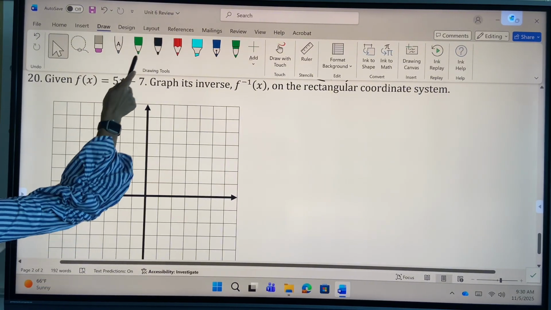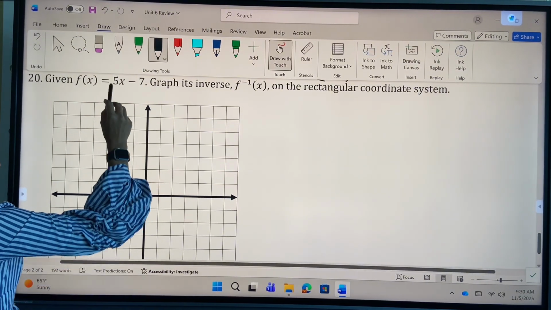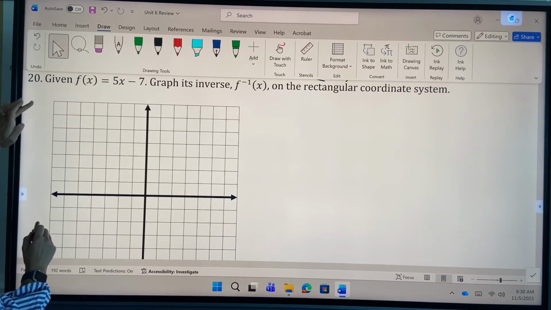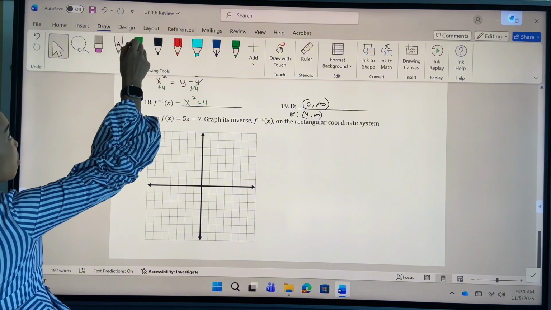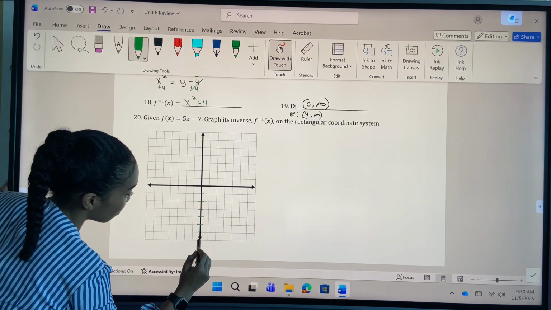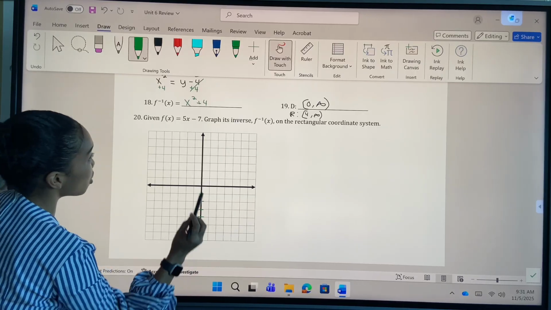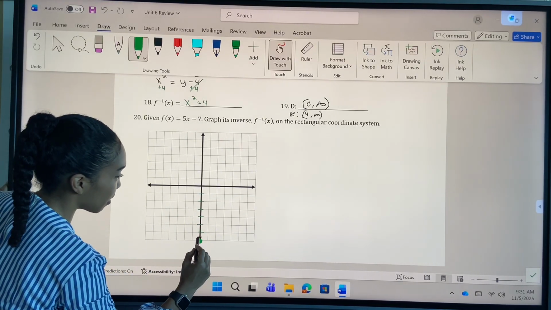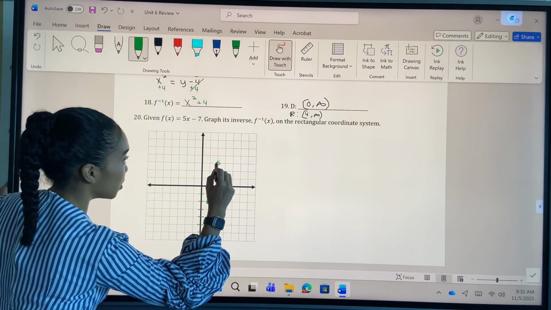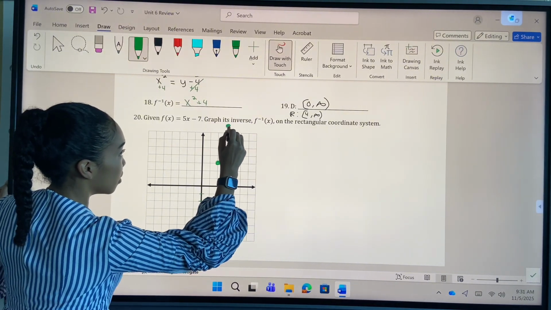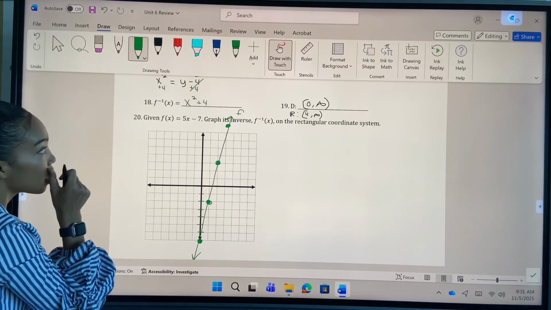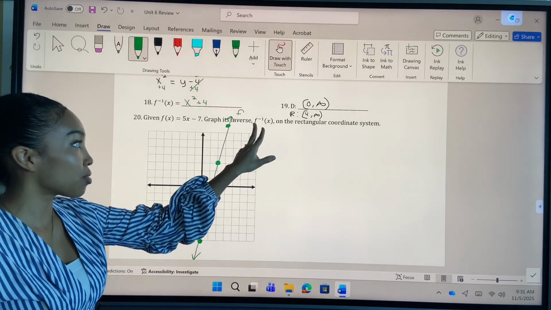Okay, last problem. We're given the function, and I'll go ahead and graph it. It's at -7 for the y-intercept. So this is my graph. -7, 1, 2, 3, 4, 5, 6, 7, right here. And your slope is 5. So you're going to go up 5 over 1. Up 5 over 1. So this is your original function, f. And let's find the inverse.